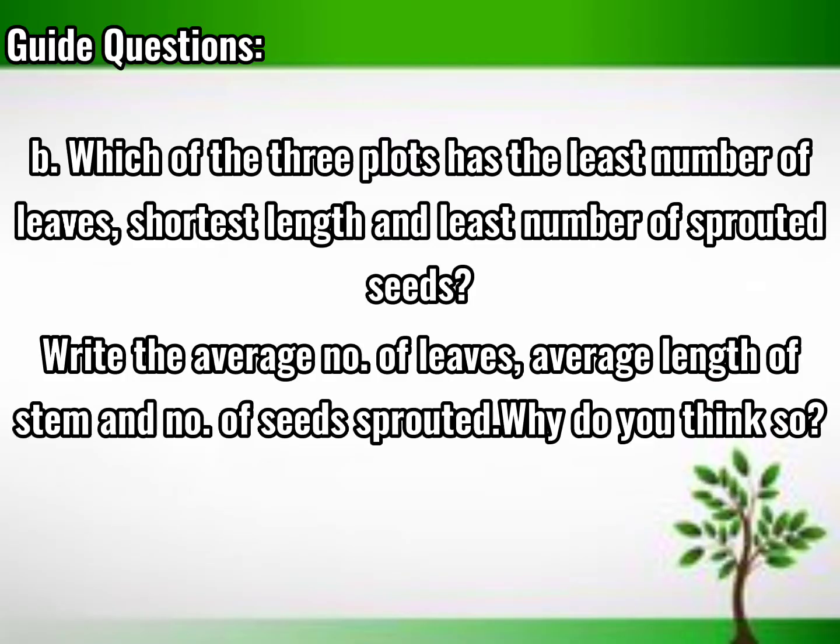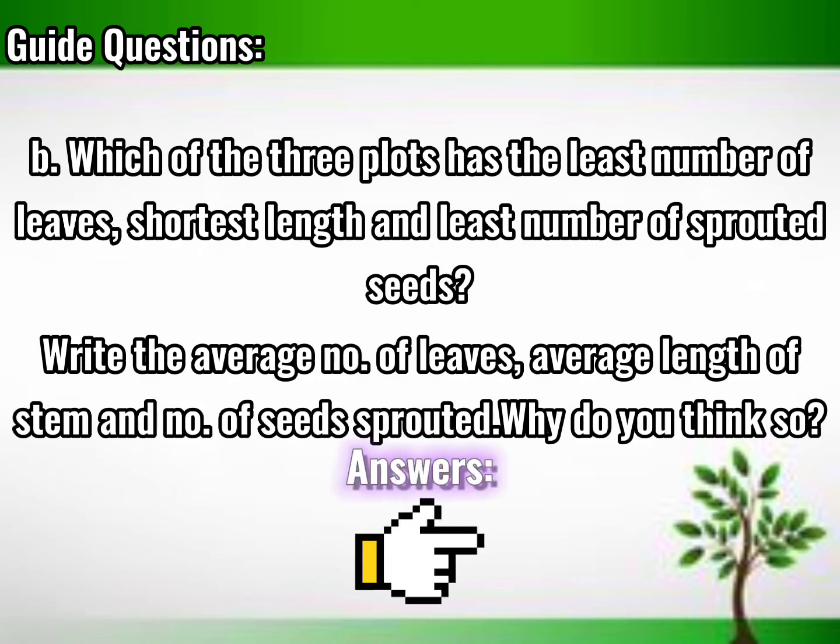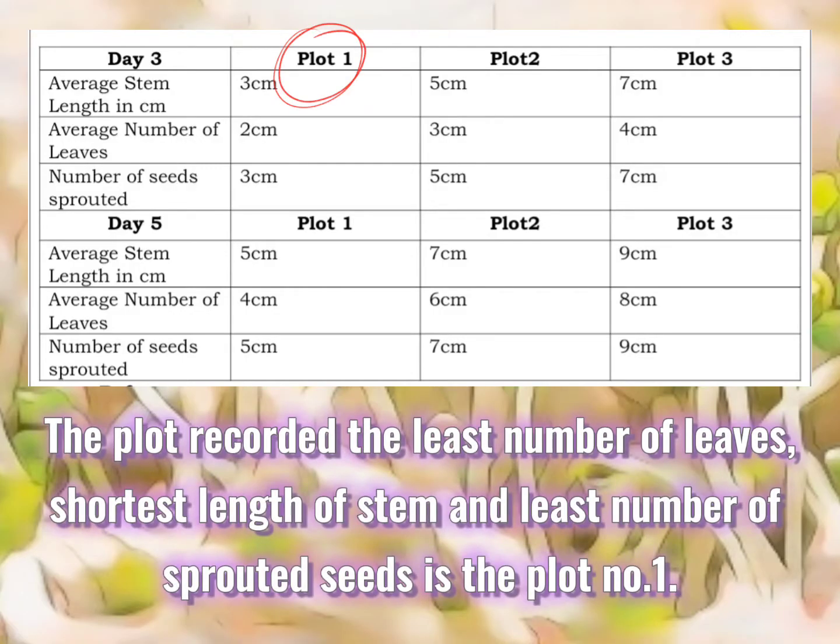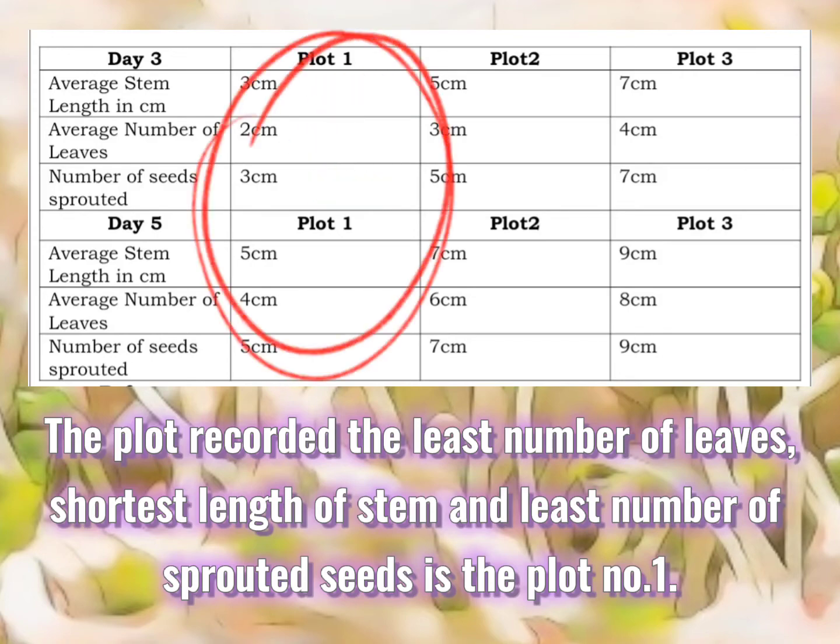Second question. Which of the 3 plots has the least number of leaves, shortest length, and least number of sprouted seeds? Write the average number of leaves, average length of stem, and number of seeds sprouted. Why do you think so? The answer, as you can see in the table, is that the plot that recorded the least number of leaves, shortest length of stem, and least number of sprouted seeds is plot number 1.